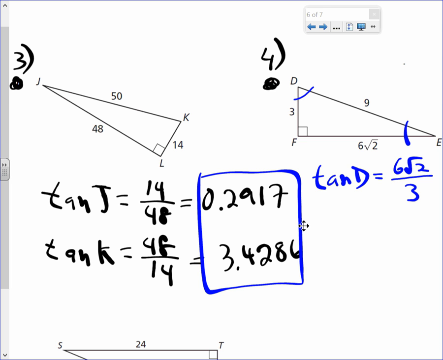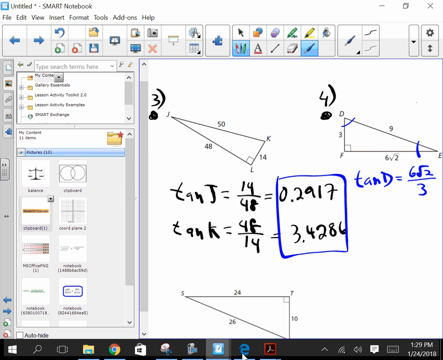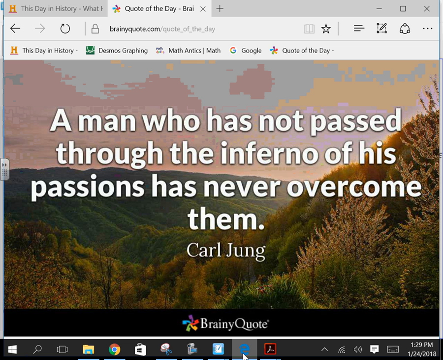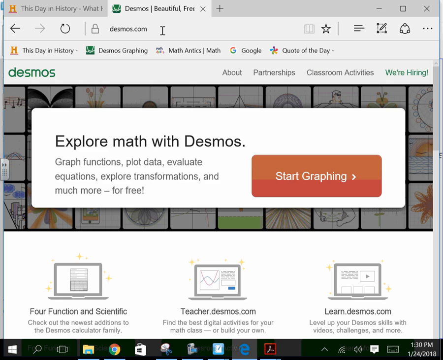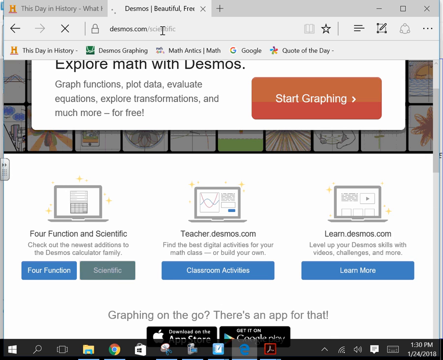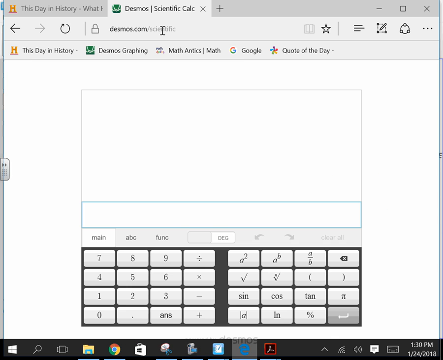Watch this. Let me get my calculator out. 6 rad 2 divided by 3. Watch me do it. If you're not very adept at decimals, watch this. Let me go to my scientific. Watch this. 6 radical 2.